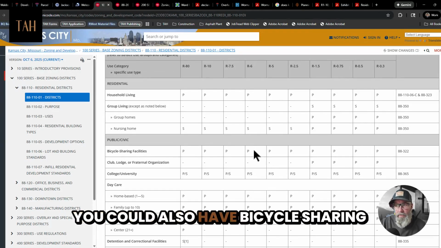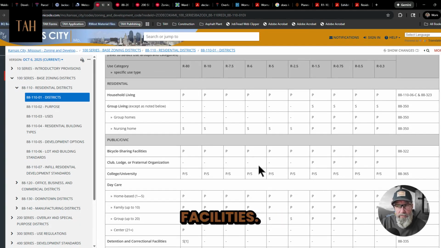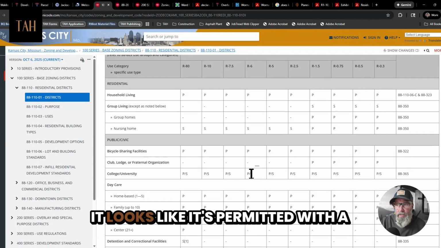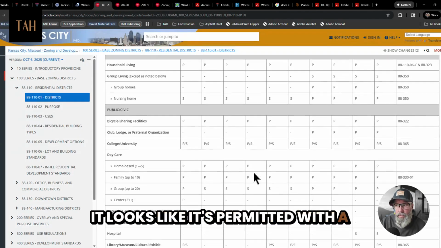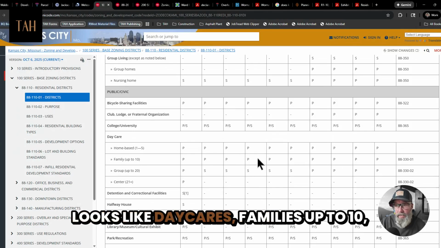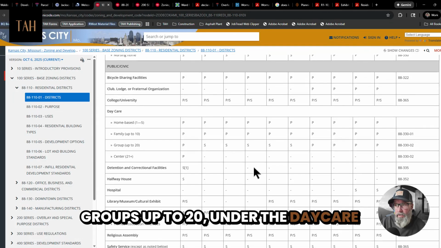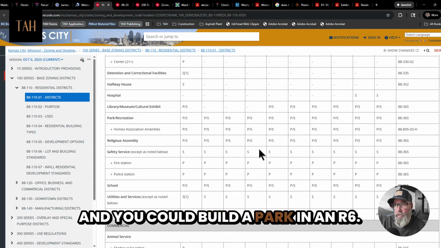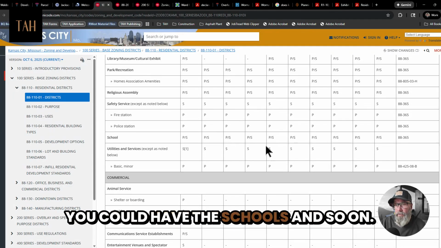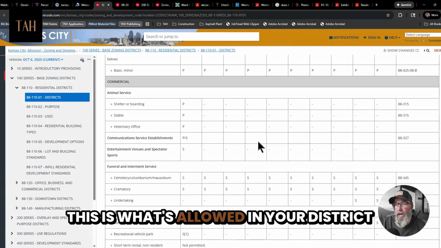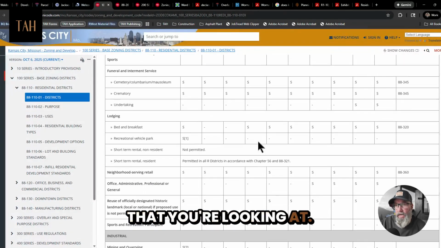You could also have bicycle sharing facilities. A college or university could be located here; it looks like it's permitted with a special use permit. It looks like daycares, families up to 10, groups up to 20 under the daycare category. And you could build a park, an arsenal. You could have schools and so on. So this is what's allowed in the district that you're looking at.